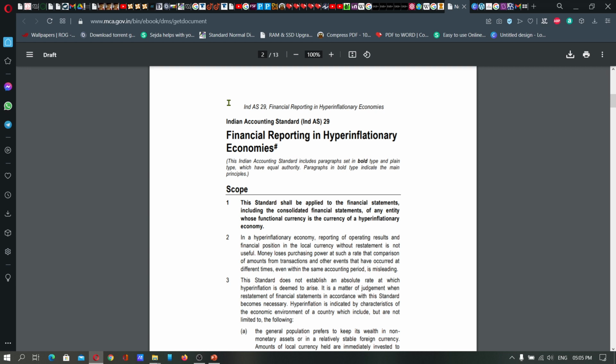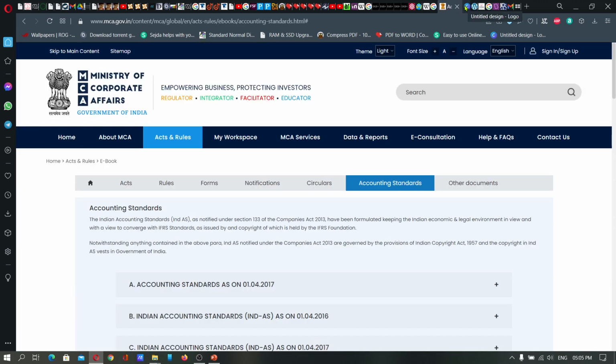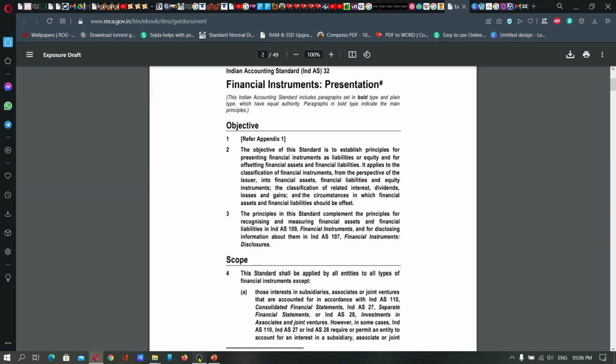So Ind AS 29 deals with financial reporting in the case of a hyperinflated economy. If a concern is working in a hyperinflationary economy, how does it have to present its financial statements? Ind AS 29 deals with financial reporting in the case of a hyperinflationary economy. Next one.